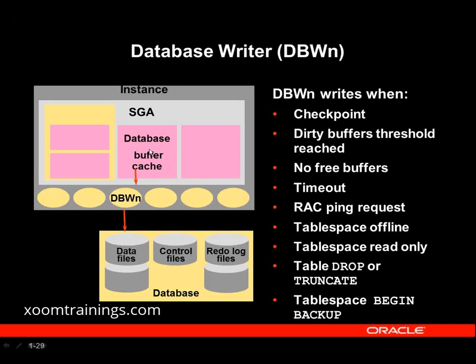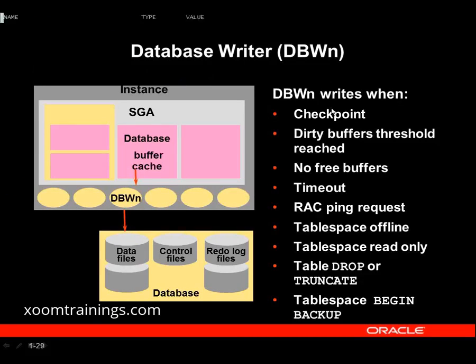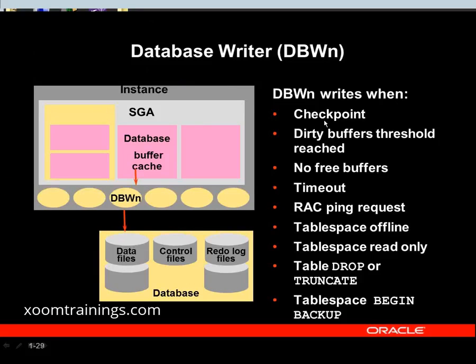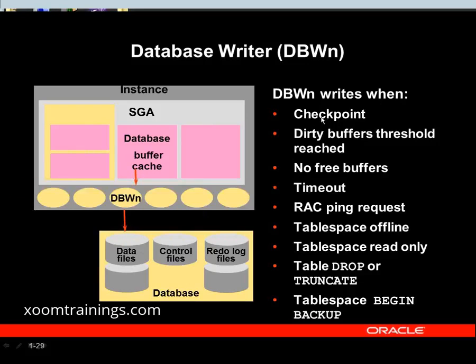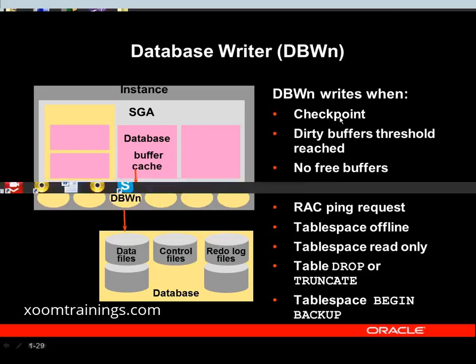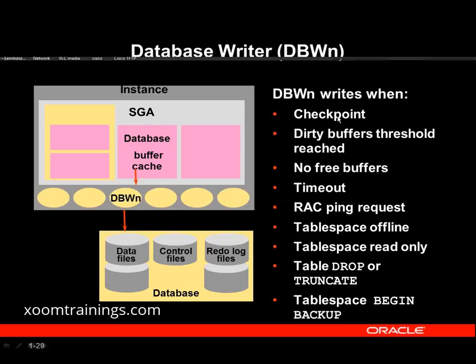Depending upon the situation, these blocks get written to the data file when certain events occur, such as checkpoints. A checkpoint is a status that occurs sometimes in the database. For example, log switches occur, or we could trigger a checkpoint manually. That is one of the events generated in the database. In that case, the database writer writes the modified blocks from the database buffer cache to the data file.